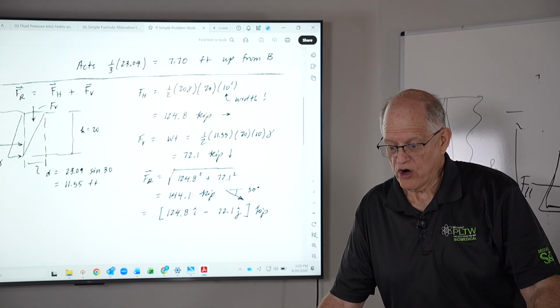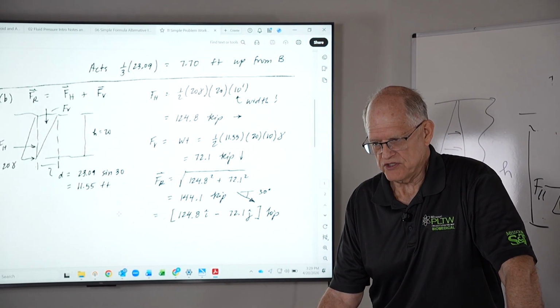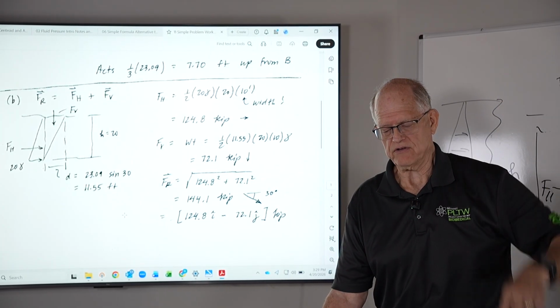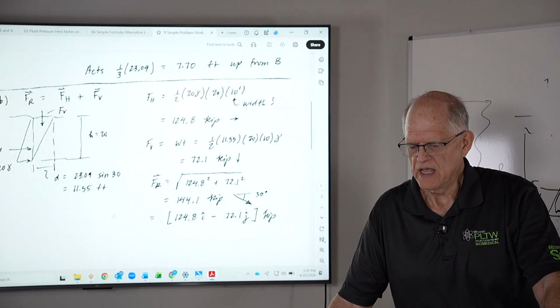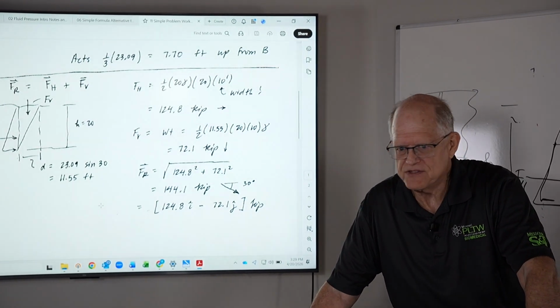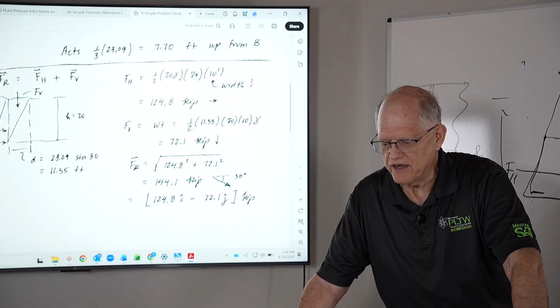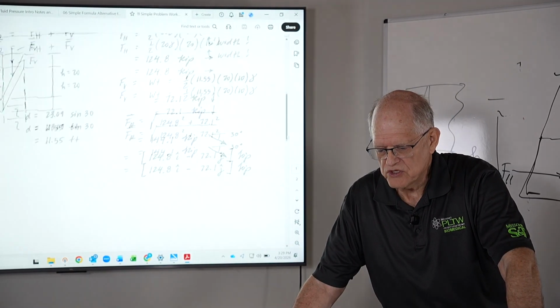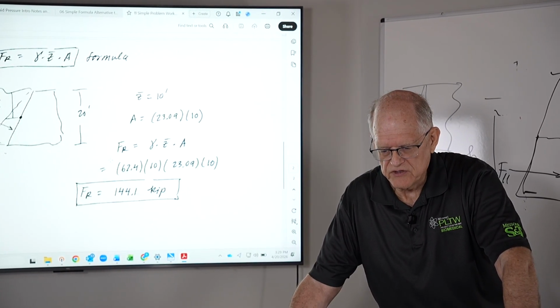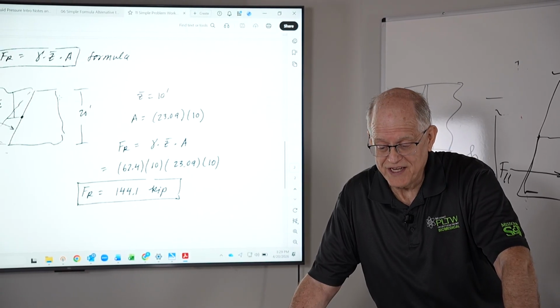But if you find the norm or the magnitude of that guy, it's 144.1, just like we found from the triangular distribution. And so inquiring minds want to know, well, can we use that gamma Z area formula? Let's give it a try. So let's try that guy. Here's the same problem, and it's actually a relatively easy approach.